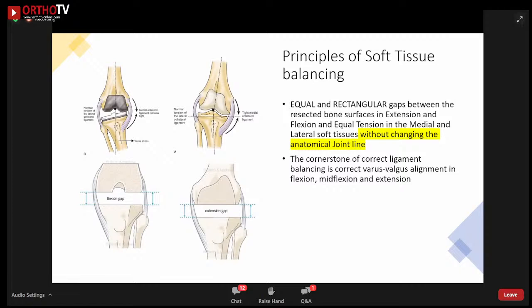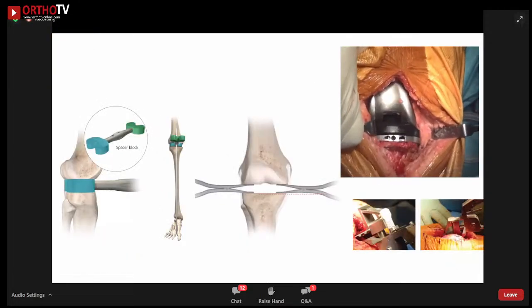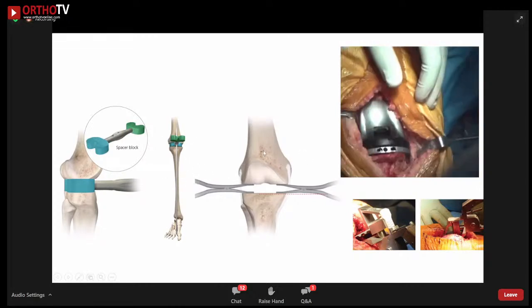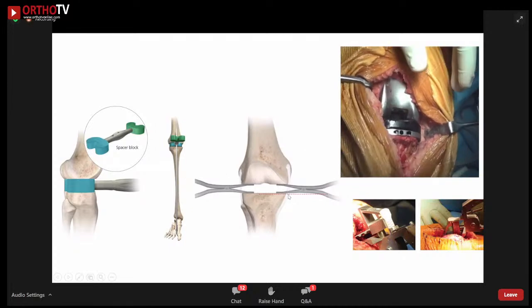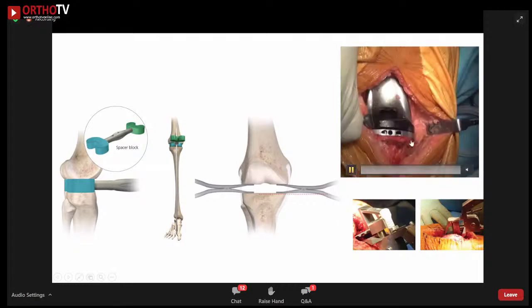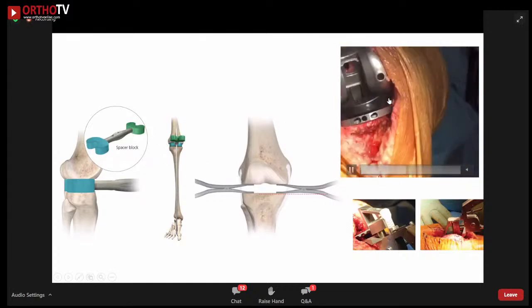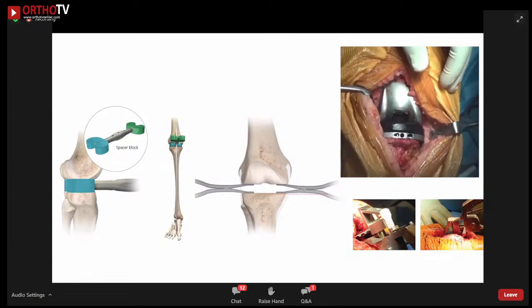So we've got a pathological lesion on the medial side and we need to correct it. How do we look at the balance? There are several ways. You can use the spacer blocks like you saw in the videos earlier, you can use tissue retractors, or you can use specific distraction devices. What I usually tend to do is use the block first, and once you put the trial implants in, do varus-valgus stability testing with the trial implants on.